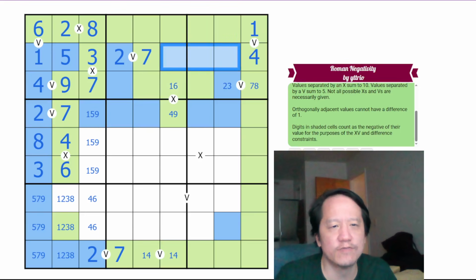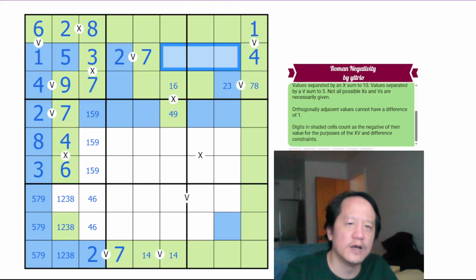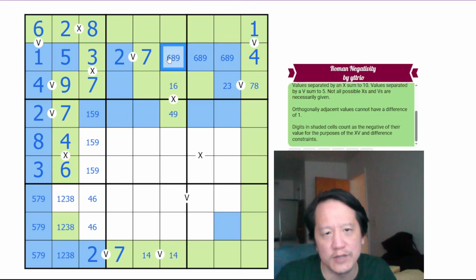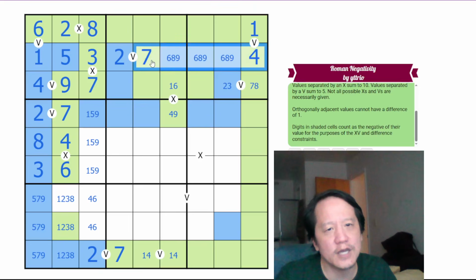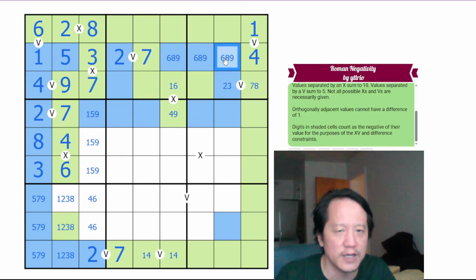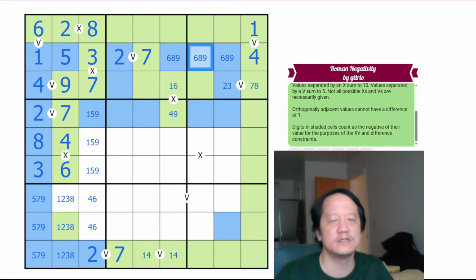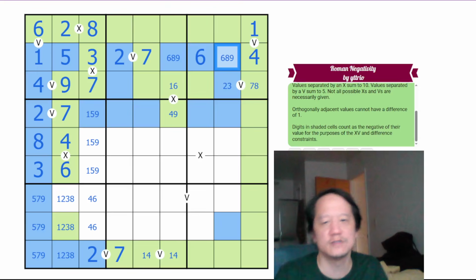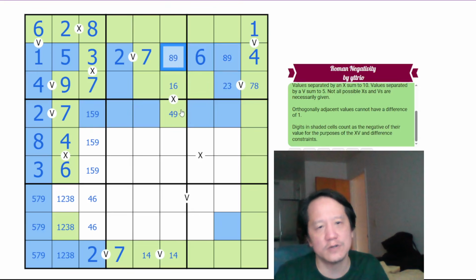Remaining digits of row 2, we have 6, 8, and 9. Well, 8 and 9 are consecutive with each other, and they would all be negative. So this can't be 8 or 9 here, because that would force the negative 8 to be next to a negative 9 guaranteed. So this has to be negative 6 here, which means this can't be 6 here. No 6 here.